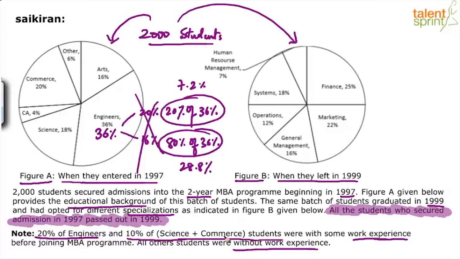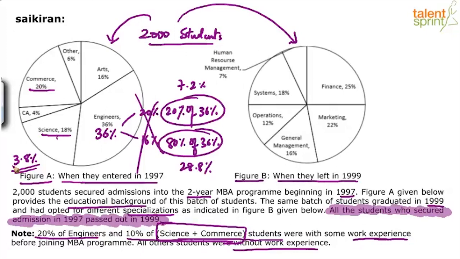Similarly, 10% of science and commerce. Now science plus commerce, he says. Look at this. Science plus commerce. How much is science? 18%. Commerce, 20%. So 18 plus 20 is 38%. And 10% of that, 10% of 38%, is how much? 3.8%. So another 3.8% were with work experience. So you need to be clear with this data, right? How do you analyze this data? Because unless that is clear, you'll not be able to answer the questions.